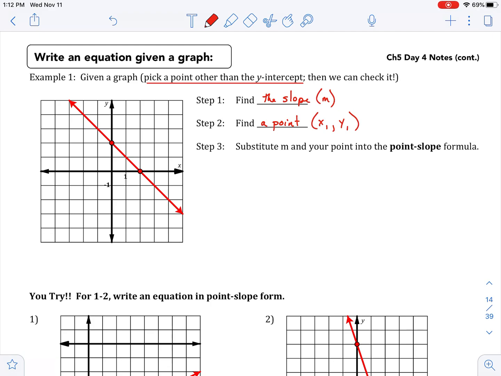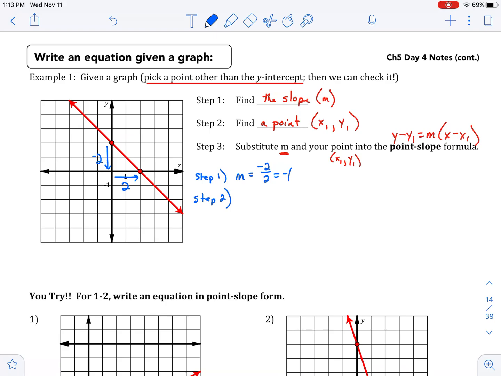And we're going to substitute in step 3 here, we're going to substitute our m value and our point value into point slope form. And again, remember point slope form is y minus the y coordinate equals m times parentheses x minus the x coordinate. So let's start this off here. Step 1, let's find the slope. This is going to have us going down 2. This has us going to the right 2. Which is going to simplify to be a slope of negative 1.